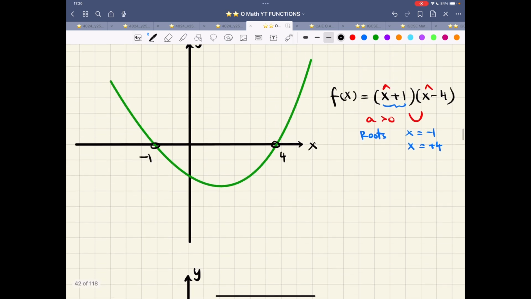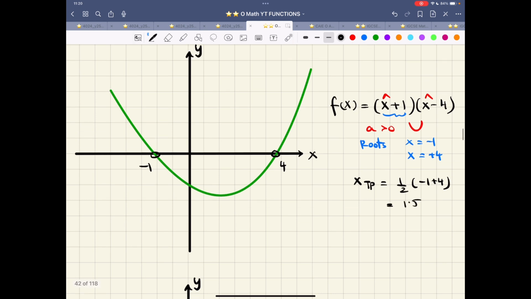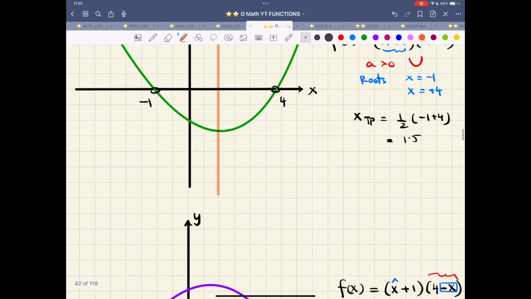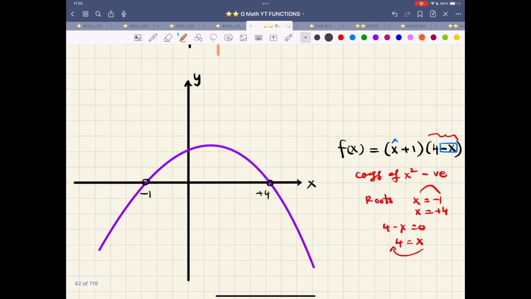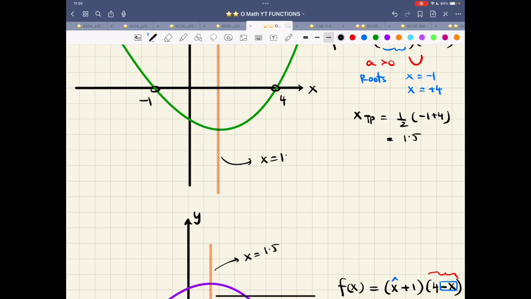And if you want to draw the line of symmetry, x coordinate of turning point is half of negative 1 plus 4. 3 over 2, that is 1.5. So let me draw in orange color something like this. It's not drawn exactly to scale. And let me just shift it like this. This is x is equals to 1.5. This is x is equals to 1.5. That is the line of symmetry.